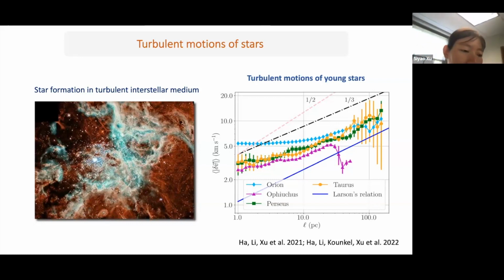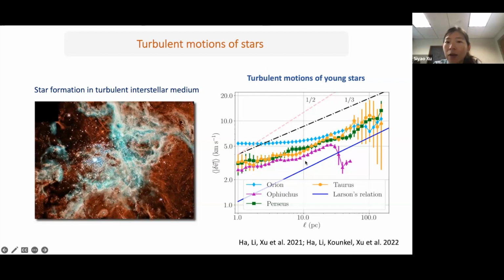So what we do is, in several nearby star forming regions, we collect the Gaia measurements for the motions of stars. Here I show the velocity difference between a pair of stars as a function of their 3D separation. Different colors represent different star forming regions.